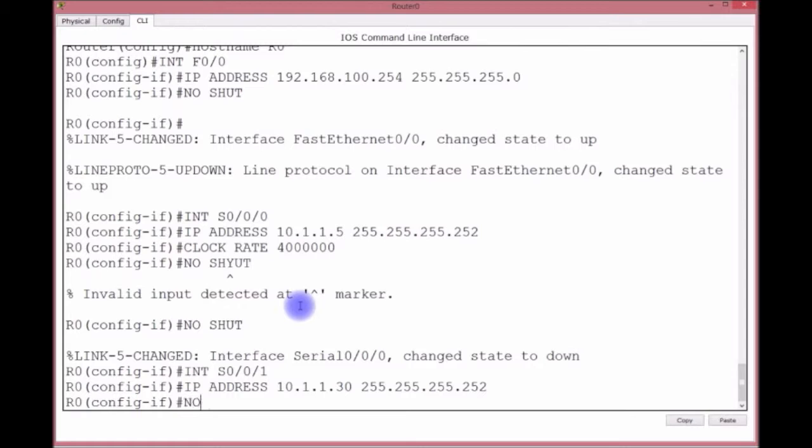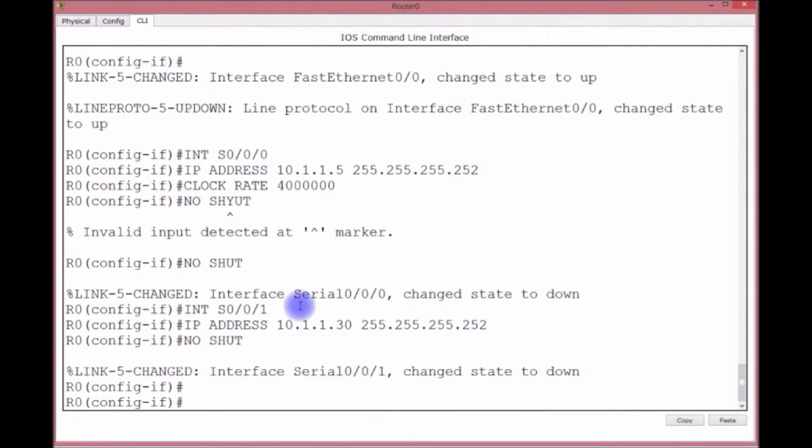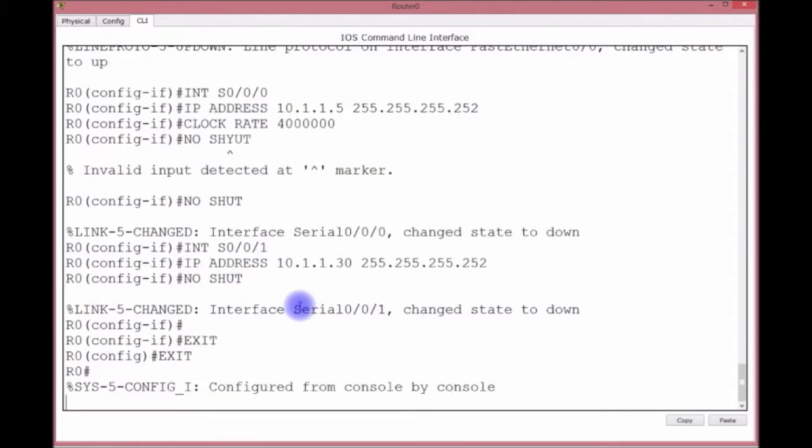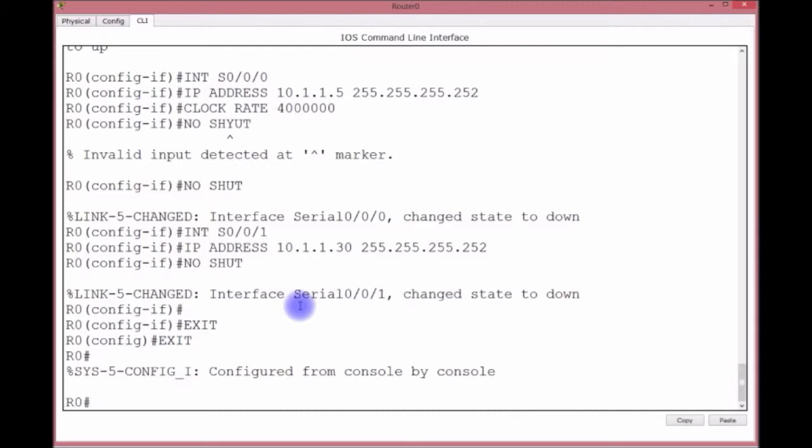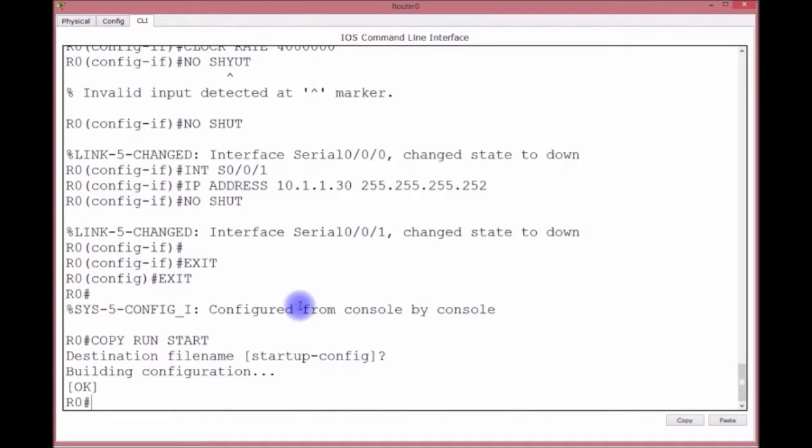So we just do a no shut. All right. And enter. Let's go ahead and exit. Let's do it like you would in the test. Exit. And then do a copy, run, start. That's how you would do it. Right? Enter, enter. Right? Because that's in the brackets.